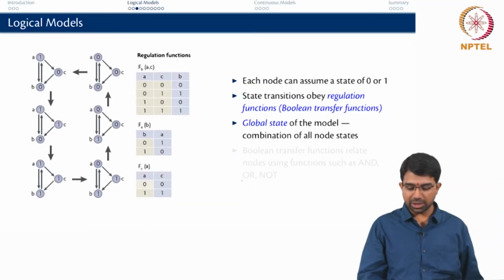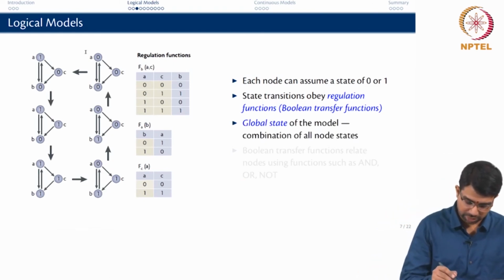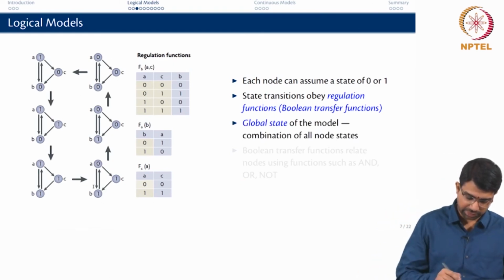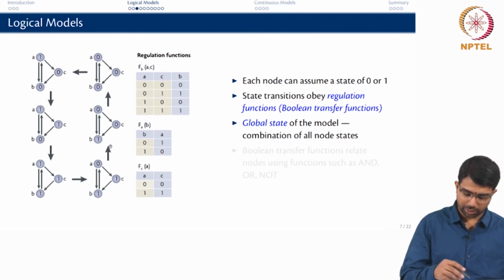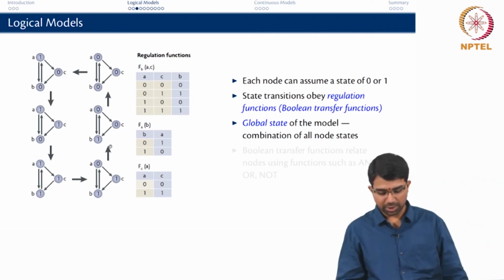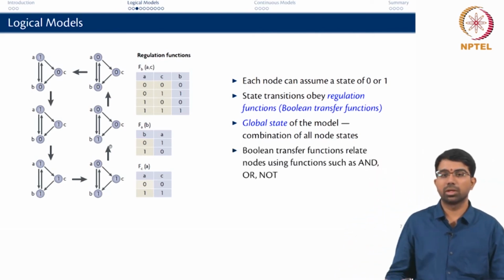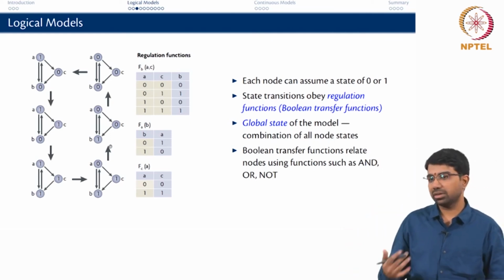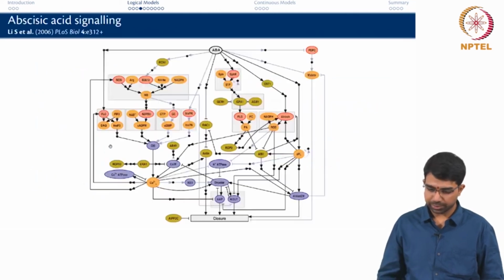The global state of the model is the combination of all node states. So, this is a state. We see the same thing here: 1 0 0 goes to 1 0 1 and so on, exactly what we just calculated. The Boolean transfer functions can relate the nodes using various Boolean operators like AND, OR, NOT, whatever you want.